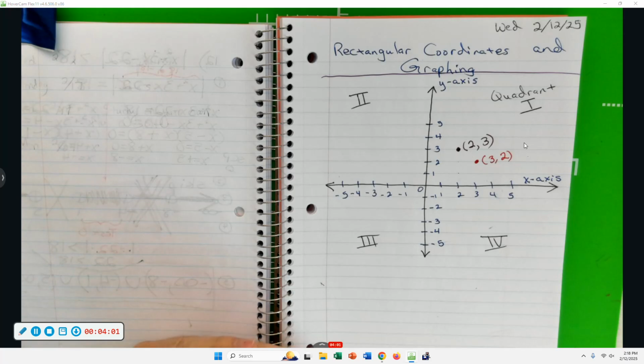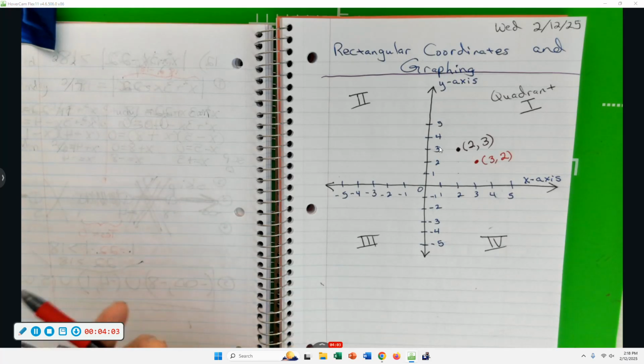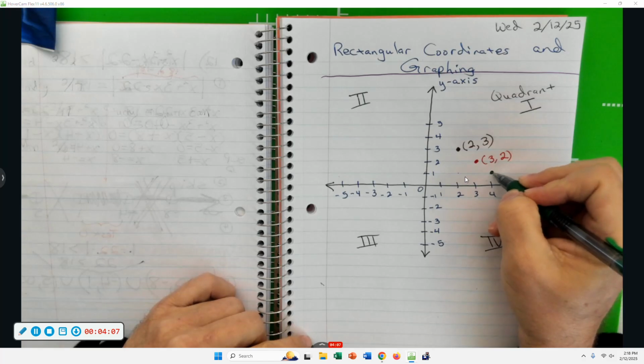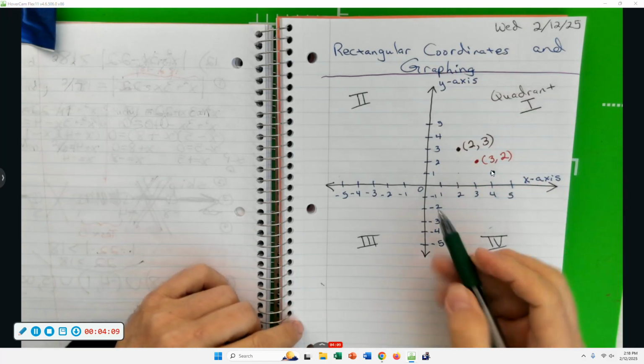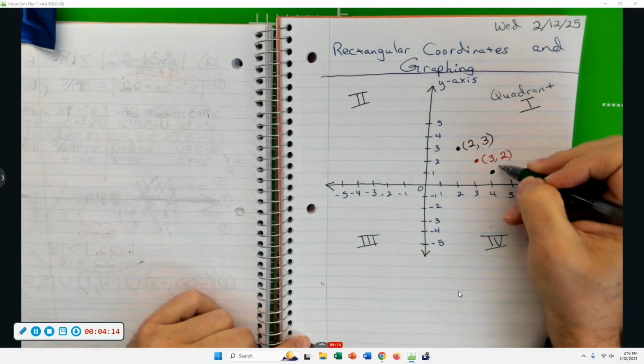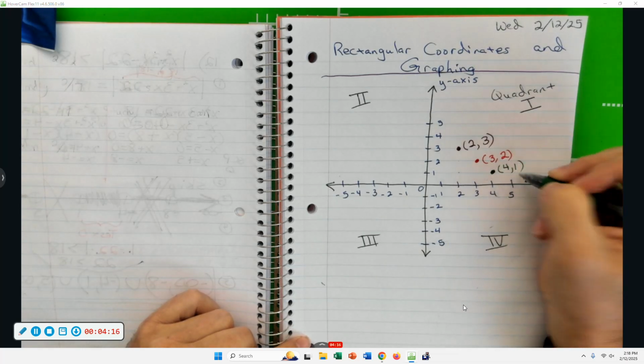Okay, y'all tell me, how would we refer to this point right here? Okay, we'd go 4 units to the right and then 1 unit up. So I agree with the ordered pair (4, 1).